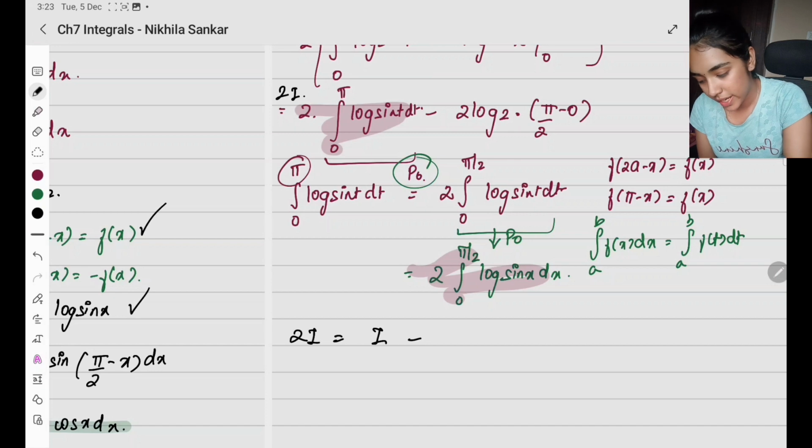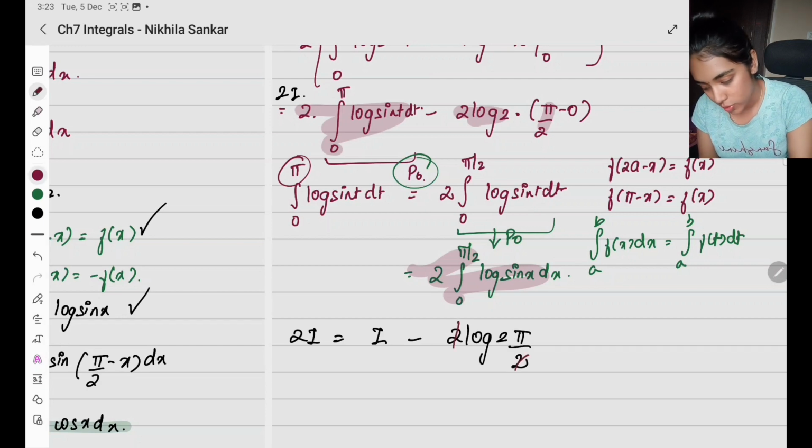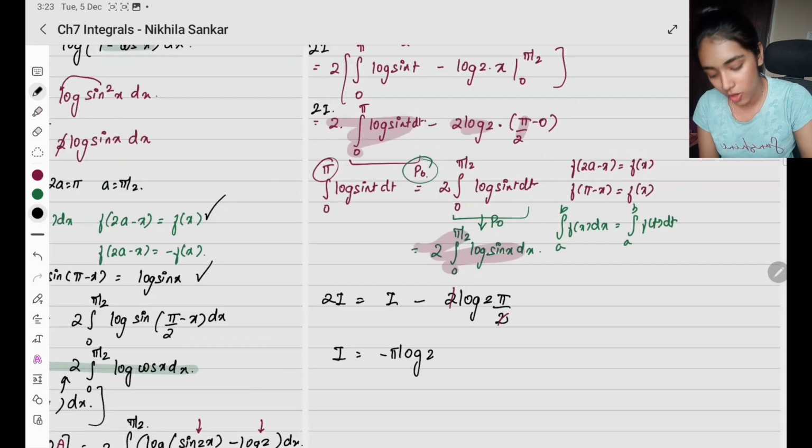minus what do I have here? 2 log 2 times pi by 2. So I have 2 log 2 times pi divided by 2. The 2 and the 2 get cancelled. The I comes to the other side. So I have I equals minus pi times log 2. Understood?